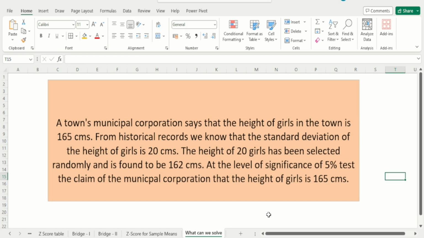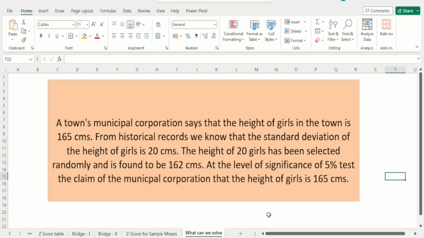So basically, we select a sample of 20 girls from the town. We check their heights, and basis their heights, we calculate that the average of the height of those 20 girls is 162 centimeters. So basically, what does it mean? It means the sample average is 162 centimeters. And then, given the level of significance of 5%, we have to test the claim of the municipal corporation that the height of the girls is 165 centimeters.